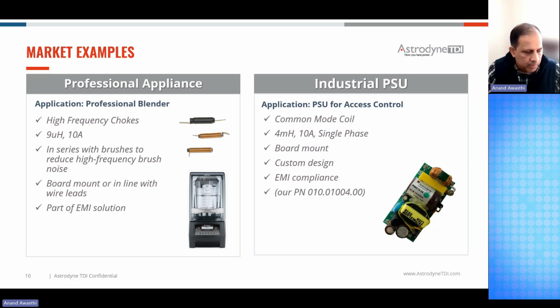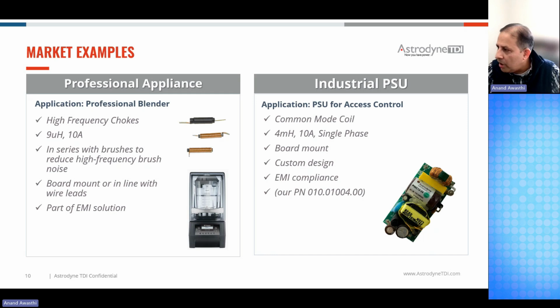So two different segments. We supplied these as a board mount solution, as you see on the screen, and we also supplied them with leads coming out and wires connected to it fully, heat shrinked, so they could be either directly mounted in line with the brush or as a part of the wire harness.